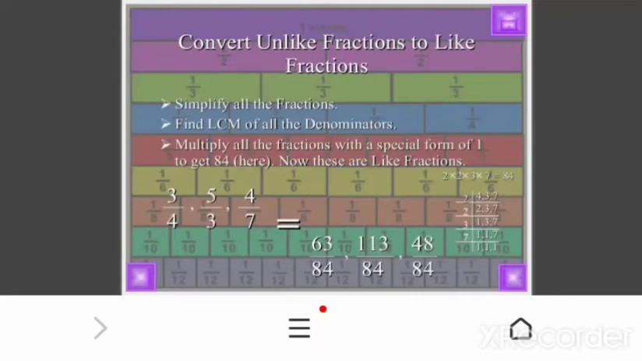Suppose 3 upon 4, 5 upon 3 and 4 upon 7. When converted to like fractions, it will give you 63 upon 84, next 140 upon 84, and last 48 upon 84. If you see carefully, all fractions have the same denominator, that is 84, which is the LCM of the denominators 4, 3, 7, which is shown in the example on the screen. Please see that one carefully.